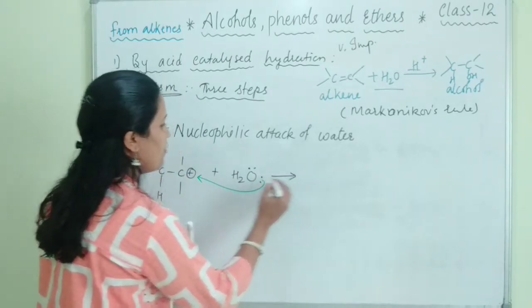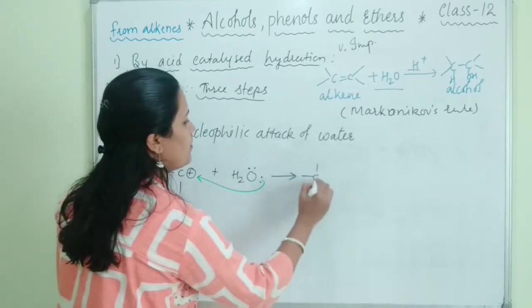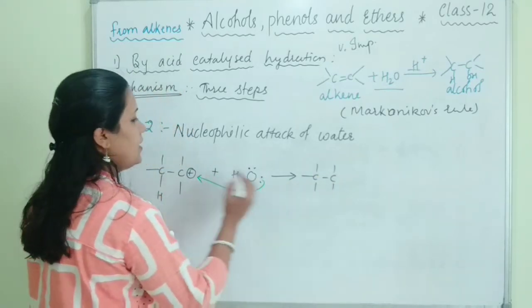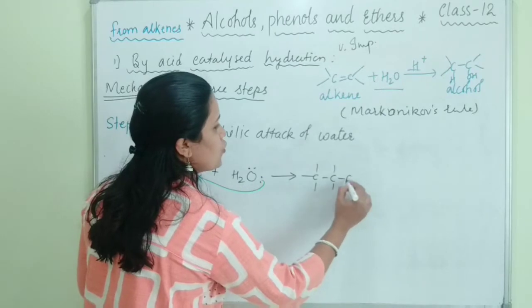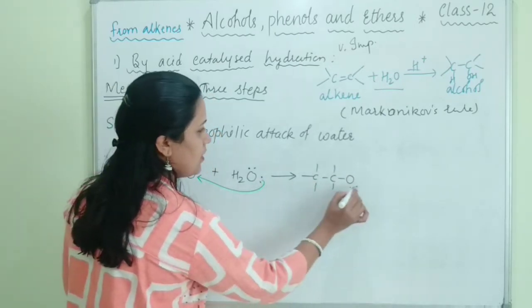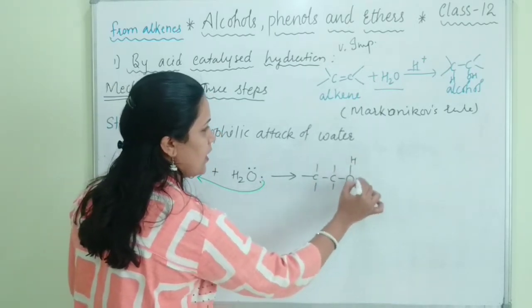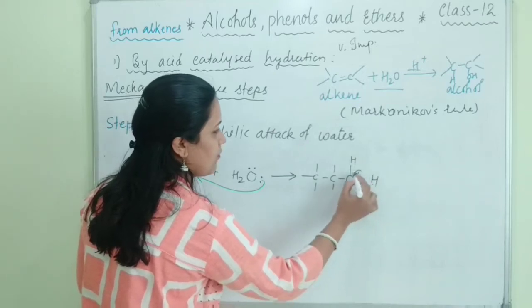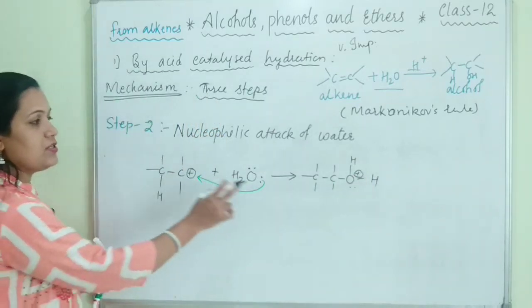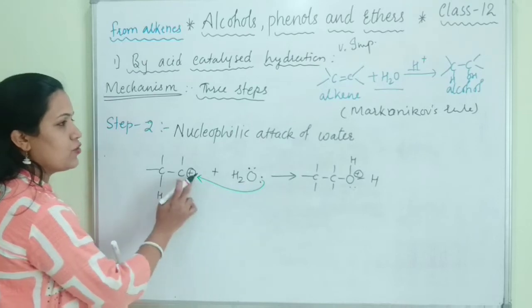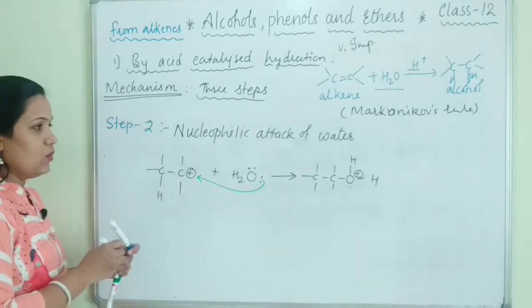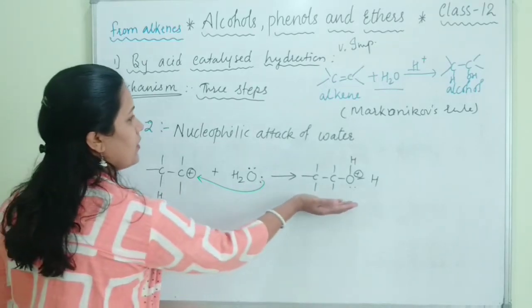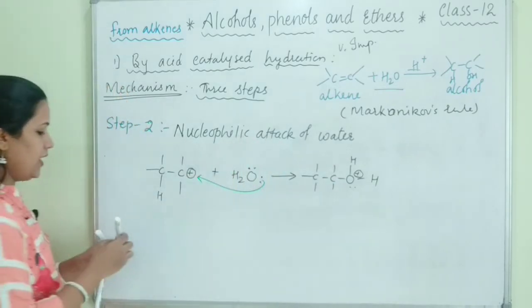As soon as it donates its electron pair to carbon, it becomes like this one. So O will be attached from here, with one lone pair, and one H and then H, and it will acquire a positive charge. Why a positive charge? Because it has given one electron pair to carbon. So here we got the product after the nucleophilic attack.